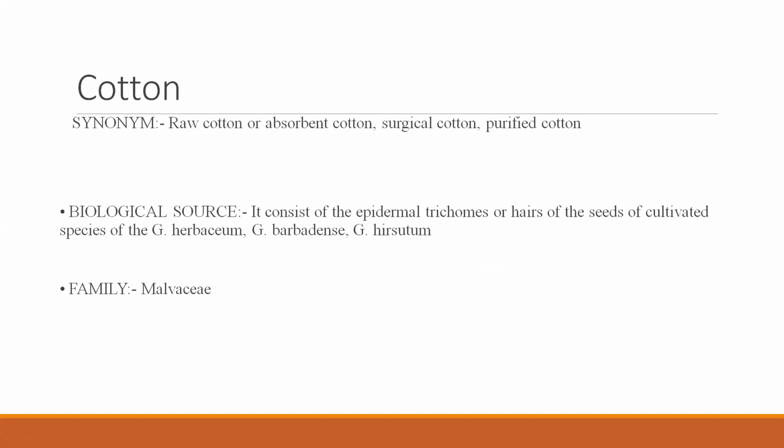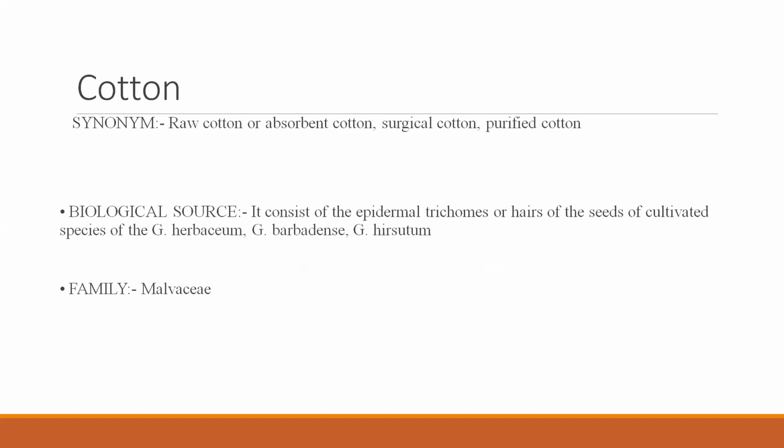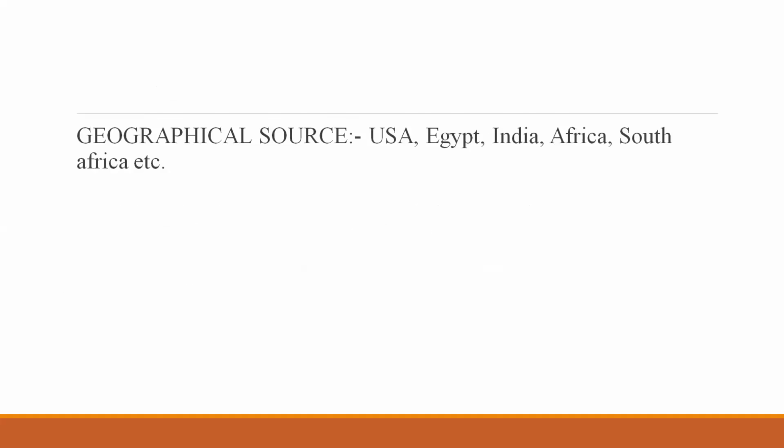Epidermal means the outer layer of the seeds is known as epidermis. So it consists of the epidermal trichomes or the hairs of the seeds of cultivated species of Gossypium herbaceum, Gossypium barbadensis, or Gossypium hirsutum. These are the various species of Gossypium, and they belong to the family Malvaceae. So cotton is a plant source, obtained from the Gossypium plant, and its family is Malvaceae.